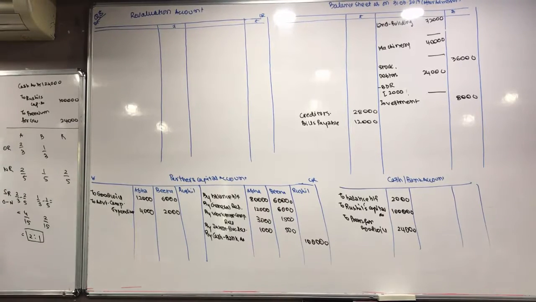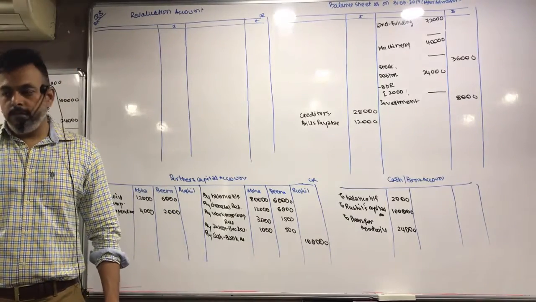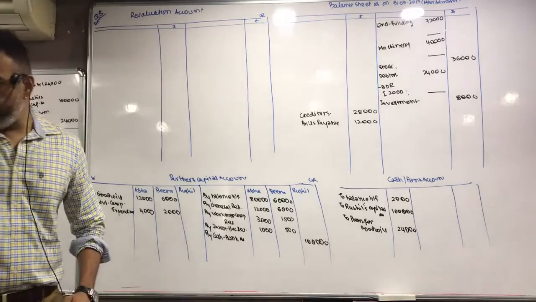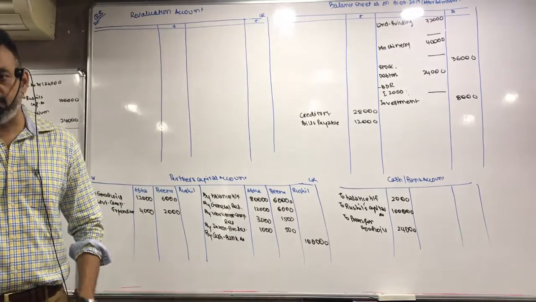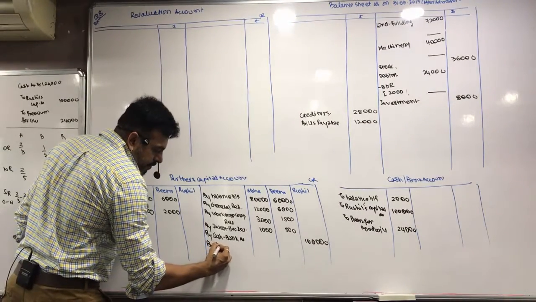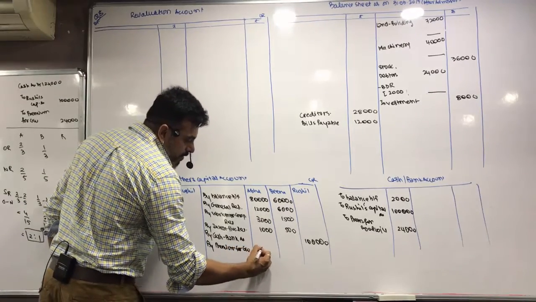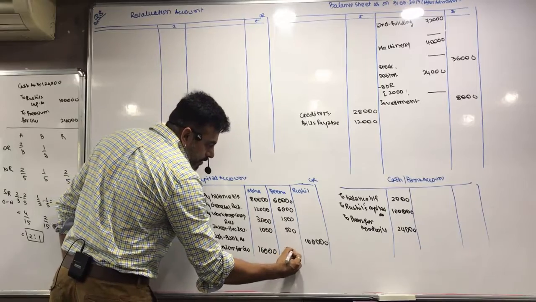To Abha's capital account 16,000 and to Beena's capital account 8,000. Under the entry, in brackets write the sacrifice ratio. Let's do the posting. By premium for goodwill, we give credit to Abha 16,000 and Beena 8,000.